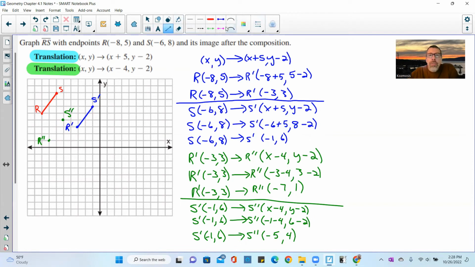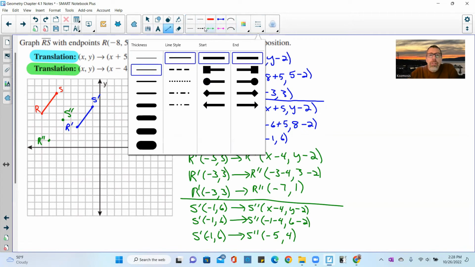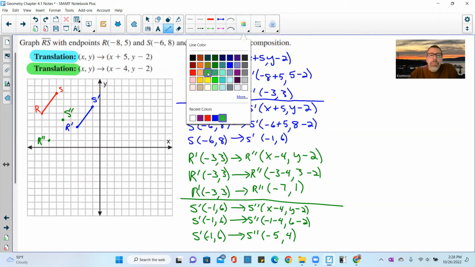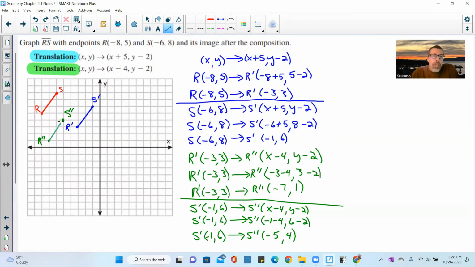And then I'm going to draw a segment from R double prime to S double prime. Okay, so these are three segments that are the same length. 1, 2, 3, left 2. So they're all the same length, which is square root of 13. And it says to graph RS, endpoints R and S, and its image after the composition. Okay, so we went from RS to R prime S prime. And then we went from R prime S prime to R double prime S double prime.